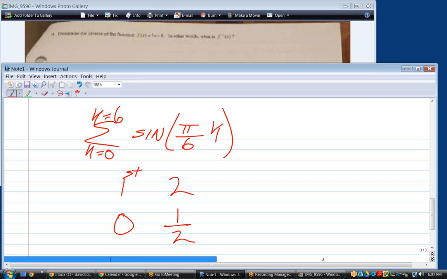Now, your class is going to be a little different because it's an IB course, so I'm not quite sure what you've learned and what you haven't learned. Are you comfortable with going back and forth between radians and degrees? In other words, do you know what pi over 6 is in terms of degrees? Yes, 30 degrees.